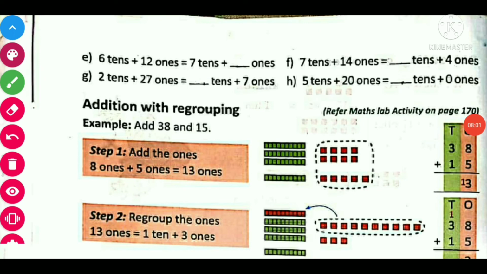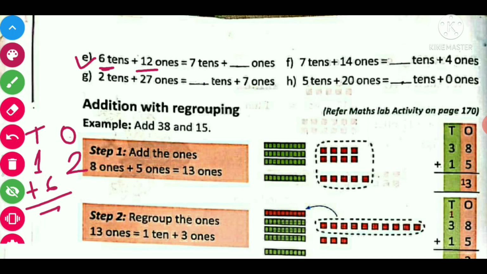Now see E. In E part, 6 tens and 12 ones are there. So in ones 12 is there, so we'll put 2 and we'll give 1 to the tens place. But in tens place already 6 is there, so we'll add this 6 with 1. It will become 7. So we get 7 tens. And what will be the ones? It will be 2. 2 ones.